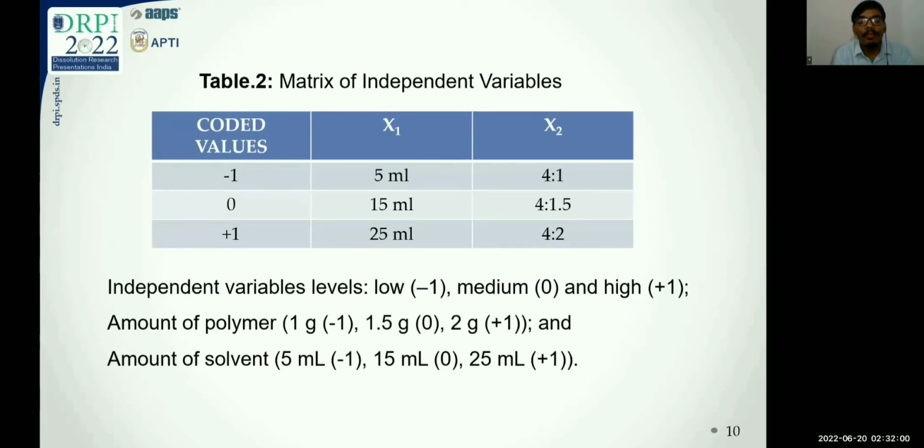A factorial design was performed and a total of 9 formulations were prepared using drug and 3 different polymers. Each of 3 experiments was done for 1 polymer, with three different independent variables which are coded as -1, 0, and +1. In this, -1 indicates low level, 0 indicates medium, and +1 indicates high levels. The amount of solvent is denoted as X2 and the amount of polymer is denoted as X1.